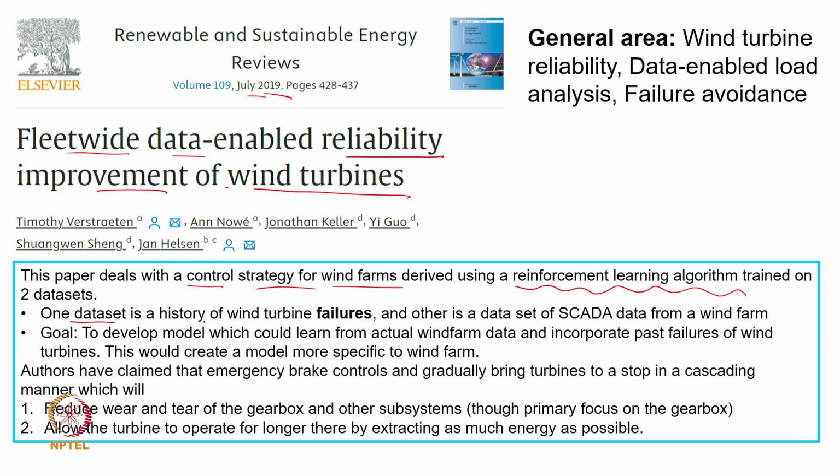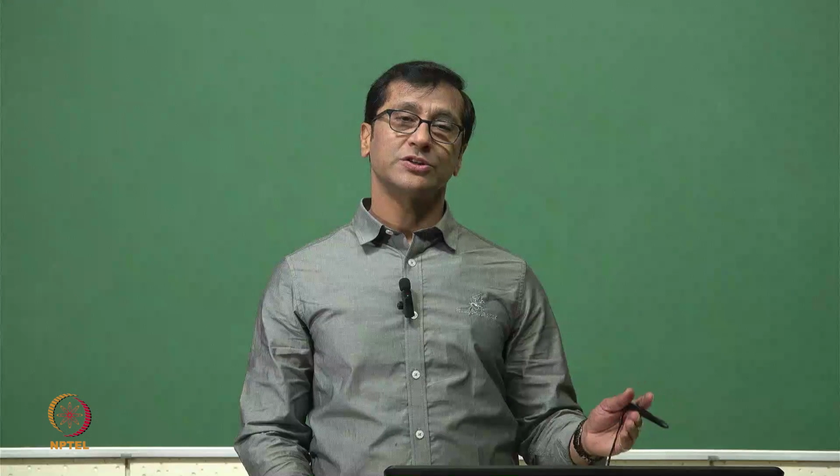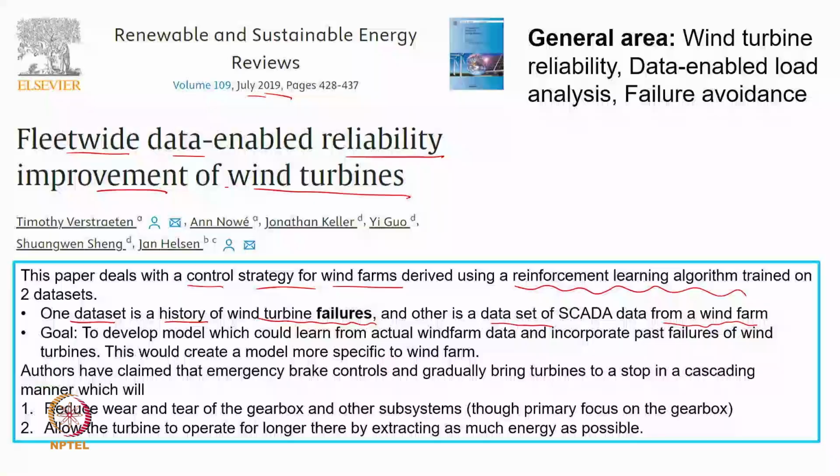They use a data set from history and explore what the failure modes of a wind turbine are, and then they use another data set which they were getting directly from a wind farm. So they use history and what is available in the literature, use those data, get a number of sensors, and use those sensors to acquire the data, and then develop a model which could learn from actual wind farm data and incorporate past failures of the wind turbine. This creates a model which is more specific to the wind farm. So this is basically application oriented. In this case, it has been utilized only for the wind farm.